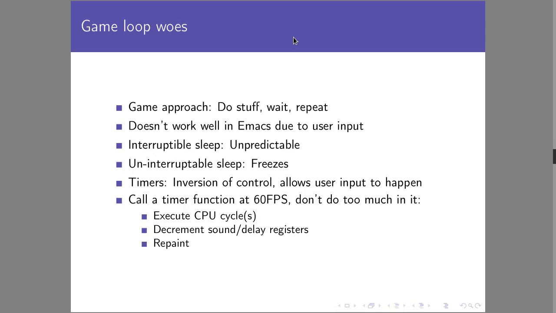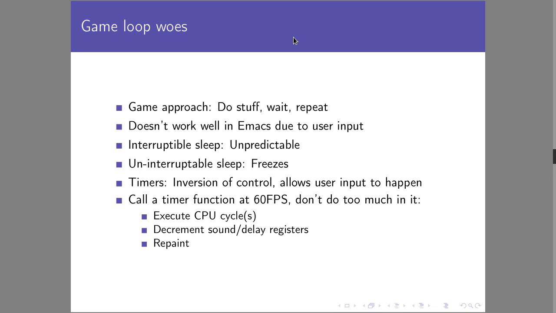The game loop was the first thing where we ran into problems. The usual game approach is to do stuff, figure out how long to wait, wait for exactly that much, and repeat. This doesn't work well in Emacs at all because, well, user input, basically. Emacs is designed to just do whatever it needs to do whenever you enter user input instead of doing things at one specific time. If you try to do interruptible sleep, you get unpredictable behavior. For example, the timer might not run at the next time because you've accidentally cancelled it. If you do uninterruptible sleep, it freezes instead, which isn't what we want either.